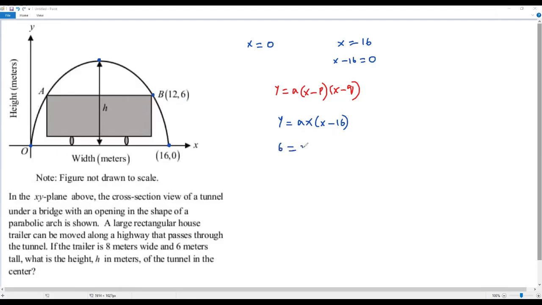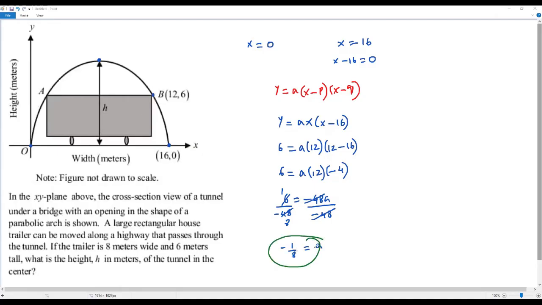Then I'm getting 6 equals a times 12 times (12 minus 16). Then 6 equals a times 12, and 12 minus 16 is negative 4. Then 6 equals 12 times negative 4, which is negative 48, so negative 48a. Let's divide both sides of this equation by negative 48. When I do so, this negative 48 will cancel out. 6 goes into 6 one time, 6 goes into 48 8 times. I'm getting negative 1 over 8 equals a. Here I got the value of a, that is negative 1 over 8.